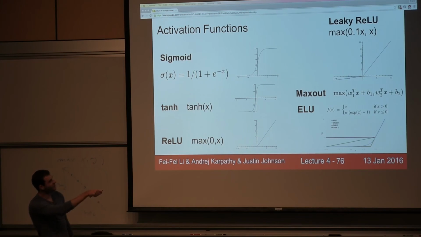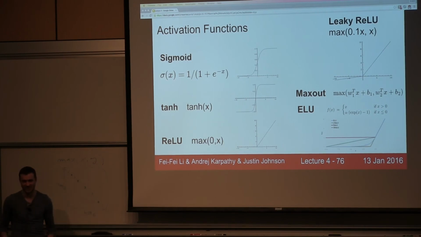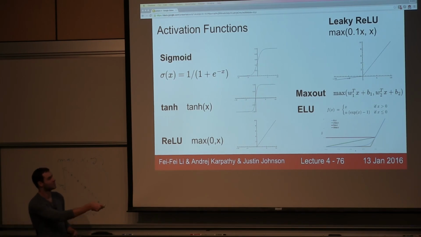And then there are a few kind of hipster activation functions here. Leaky ReLUs were proposed a few years ago. Maxout is interesting. Very recently, ELU. And so you can come up with different activation functions, and you can describe why these might work better or not. This is an active area of research, trying to come up with activation functions that have better properties in one way or another. So we're going to go into much more detail soon in the class.